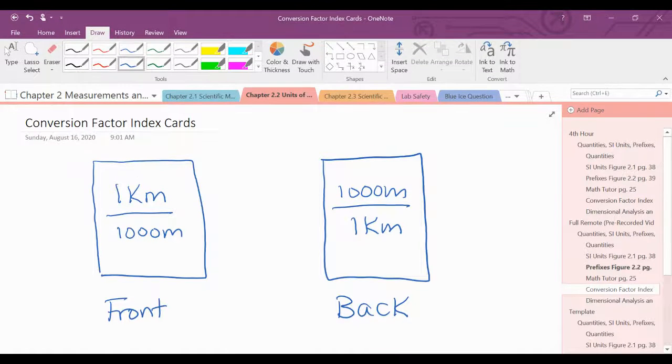When we do the practice at home or in class, depending if you're remote or in class, you can get out these index cards and put them in the problem as we're working through them. On the front, you would want to do kilo to hecto, kilo to deca, kilo to deci, kilo to centi, kilo to milli.